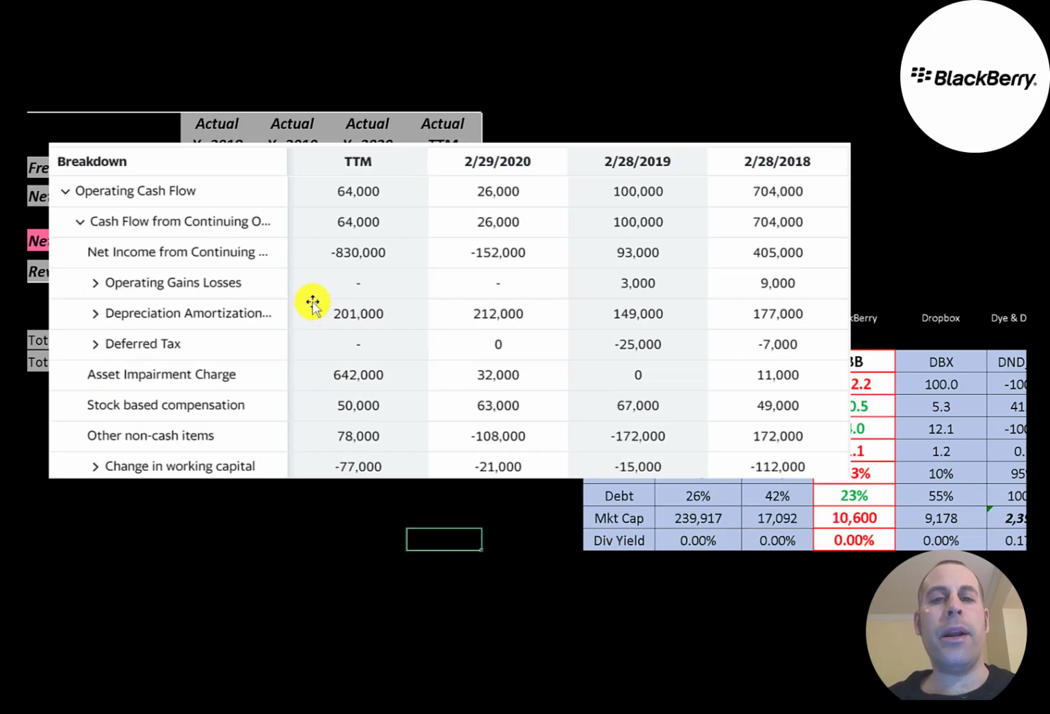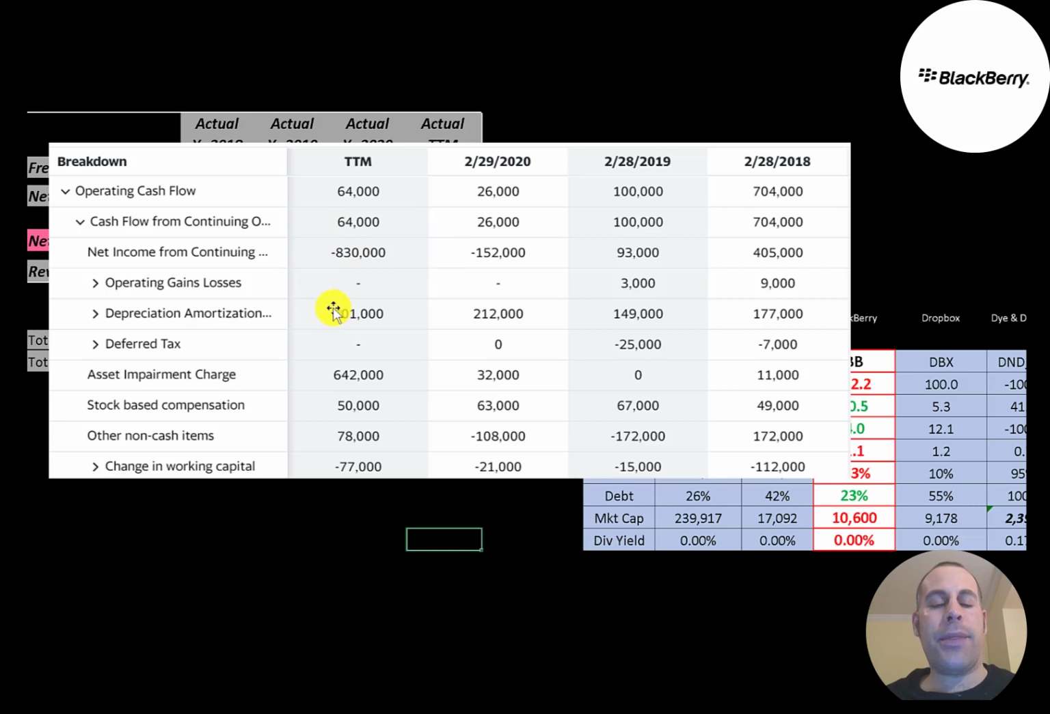The most important part of any business is their operating cash flow, because if you cannot generate positive operating cash flow, you don't have much of a business. And they do have positive operating cash flow each year. It's not big, but at least it's positive. And the way you calculate that, you start with net income. That was negative $830 million.